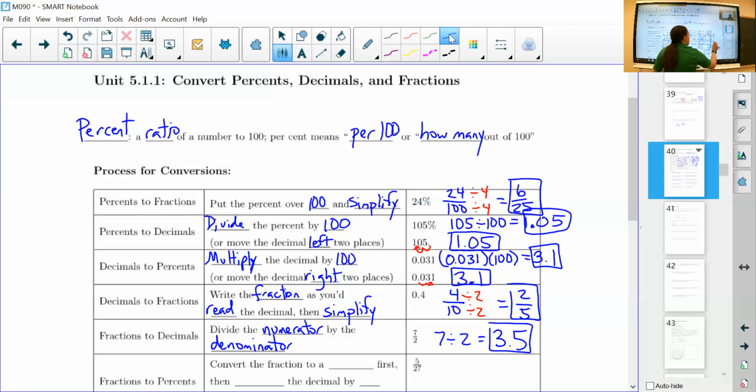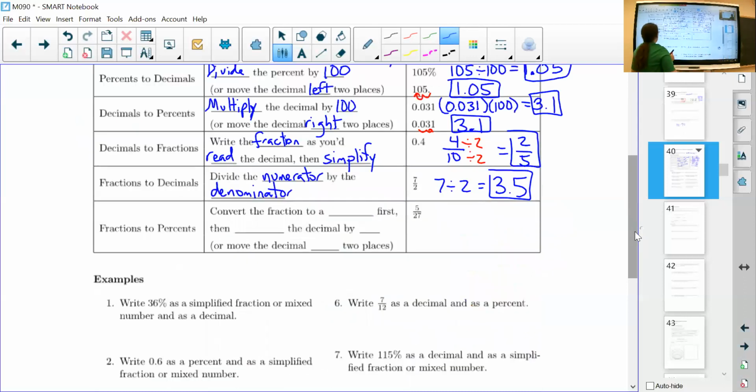And fractions to percents. We want to convert the fraction to a decimal first. So do what we just did. And then we want to take the decimal and multiply it by 100. It's always that 100 factor, whether you're multiplying or dividing. Or you can move the decimal right 2 places.